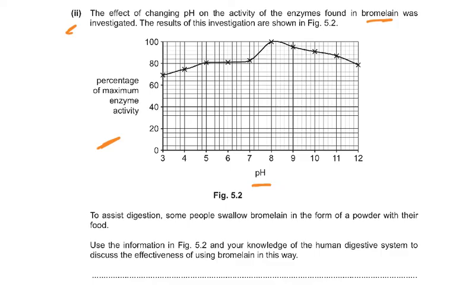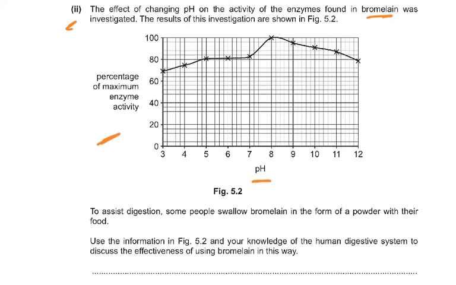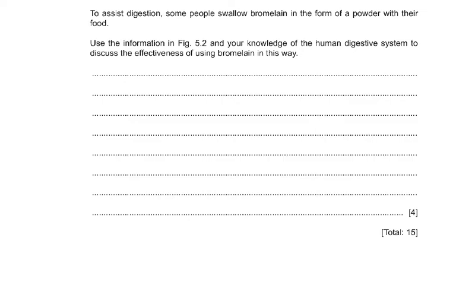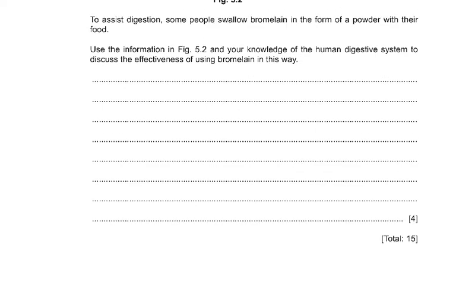To assist digestion, some people swallow bromelain in the form of a powder with their food. Use the information in figure 5.2 and the knowledge of the human digestive system to discuss the effectiveness of using bromelain in this way. Now, why would we take bromelain in the form of a powder with their food? Number one, the increased surface area of the powder. Because powder is a lot of small granules, it will have more surface area, more enzymes, so more collisions, and then highest activity is at pH 8. High activities across all the pH range, anything from pH 3 to 12. Then the bromelain enzyme will not be denatured.